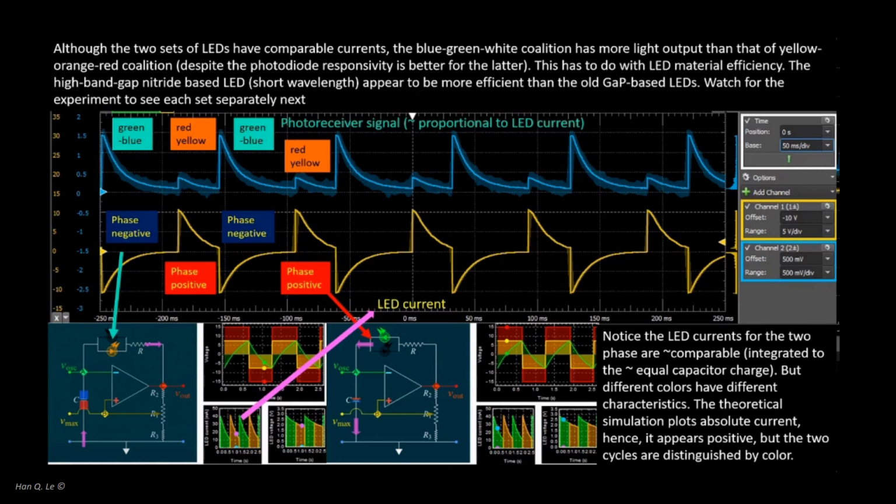An observation here is that the blue-green LEDs are more efficient light emitters than the yellow-orange-red LEDs. This is actually a well-known property of these LEDs. As evidenced by the yellow scope trace, which is proportional to the LED current, both LED rows had comparable current, yet the optical signal of the blue-green LEDs was much higher than that of the yellow-orange-red ones.